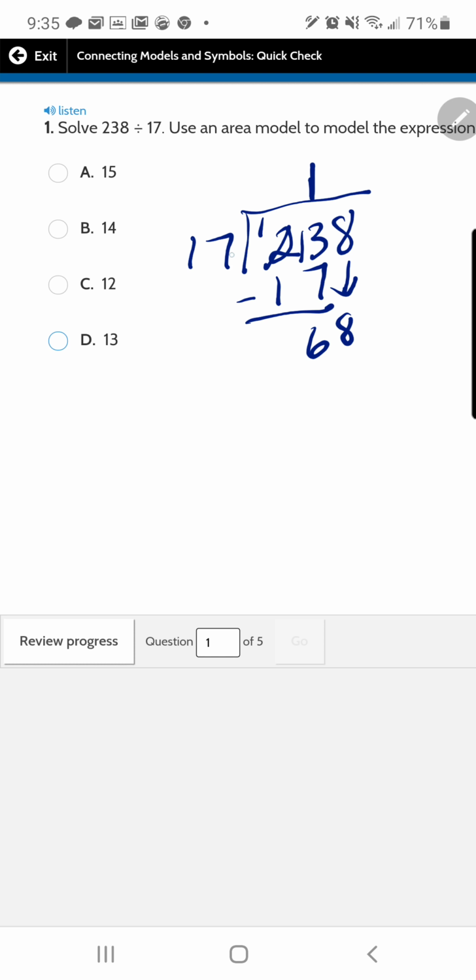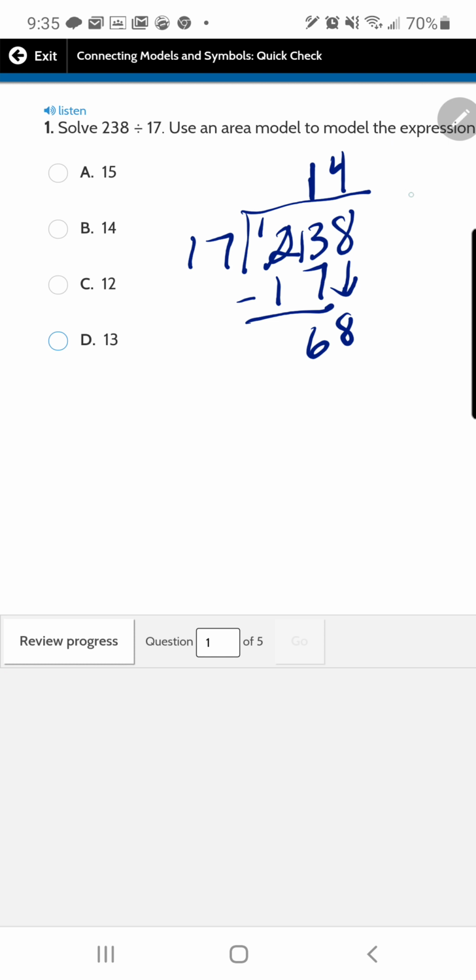Now, I don't know my 17s here, but I can do a trick to find out how many groups of 17 I can make with 68 by covering the 8 and the 7, right? What times 1 gives me 6? Well, I know it's 6, so I can start with 6, but I know that 6 times 7 gives me 42, and that's not what I want in my number. I don't want a 2 in there, right? I need an 8. So if I multiply 5 times 7, does that give me a number that ends in 8? No, that's 35. If I try 4 times 7, does that give me an 8? Yes, it does, because 4 times 7 gives me 28.